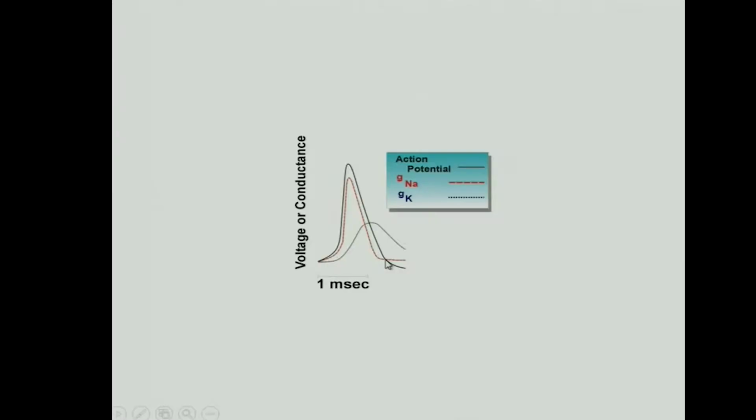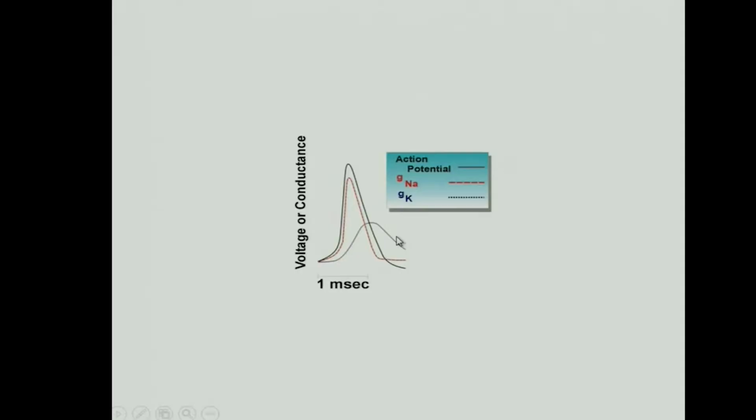This is an interesting point in time because the membrane potential is back to the resting potential. The sodium permeability is back to where it started. But look what the potassium permeability is doing. Just as these potassium channels are slow to open, they're also kind of slow to close. So what's the consequence of a situation at this point in time where the sodium permeability is back to normal, but the potassium permeability is still elevated?